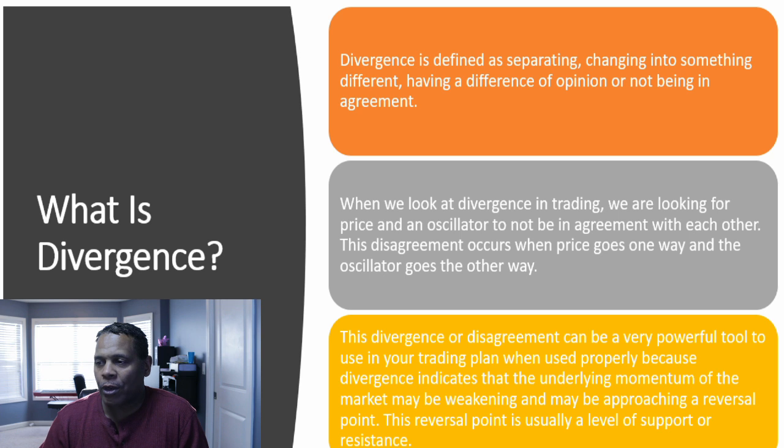This divergence or disagreement can be a very powerful tool to use in your trading plan when used properly, because divergence indicates that the underlying momentum of the market may be weakening and may be approaching a reversal point. This reversal point is usually a level of support or resistance.